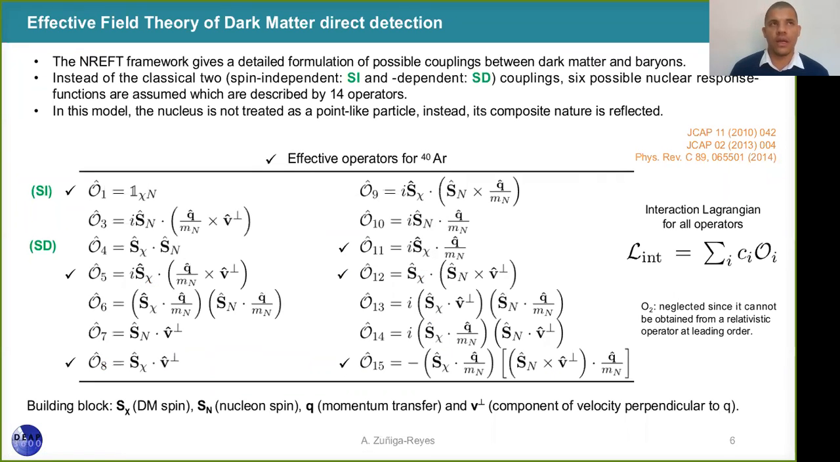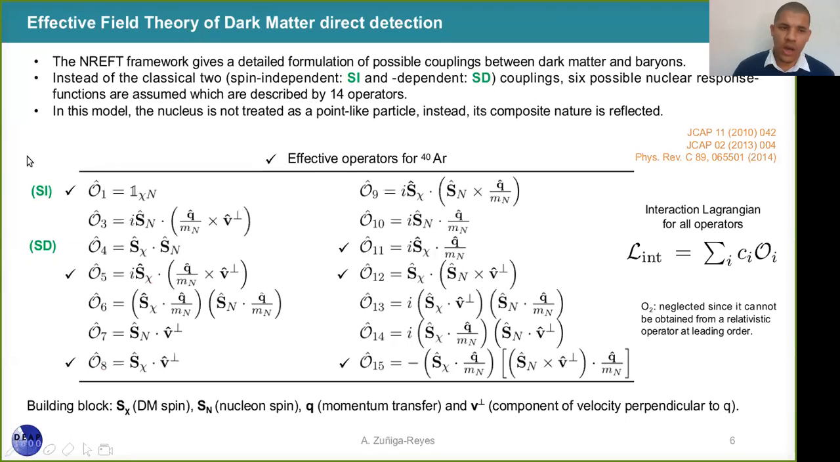This is a framework that gives us a detailed formulation, a more general way to account for possible couplings between the dark matter and baryons. Instead of the two classical spin-independent and spin-dependent couplings, now we have 6 nuclear response functions that are described by 14 effective operators. Also in this model, the nucleus is not treated as a point-like particle, but its composite nature is reflected. I put here a table with different effective operators.